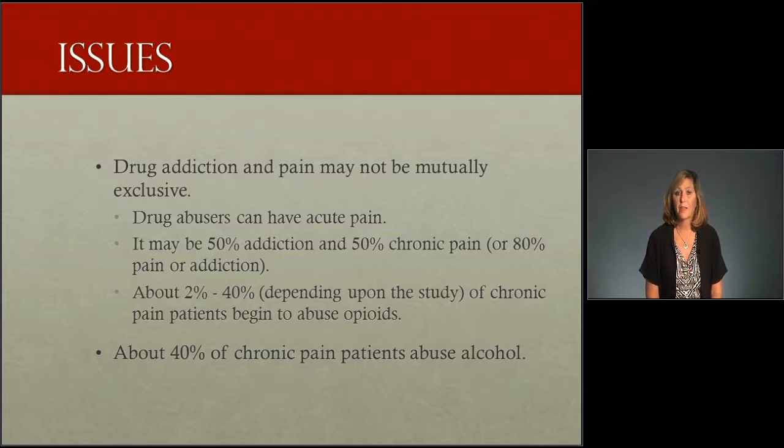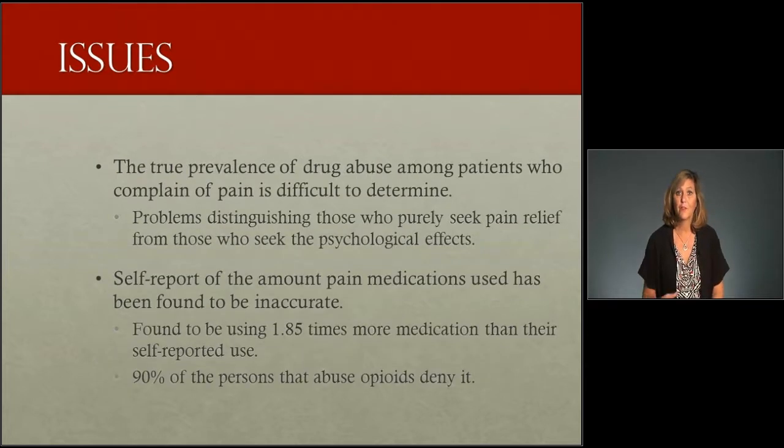Taking it another step, look outside of opioids. 40% of the patients with chronic pain who are on some sort of a prescription drug may also be abusing alcohol. So it may not even just be an opioid, but it can also be a different substance that they're also taking along with that. The true prevalence of drug abuse among patients who complain of pain is very difficult to determine. So even in these studies that get quoted, you always come down to the point: did they really have pain or not?